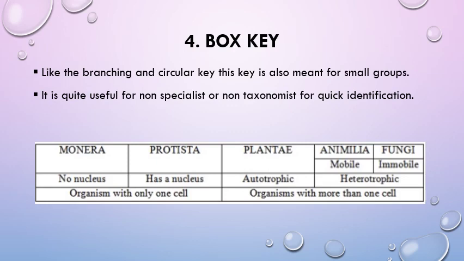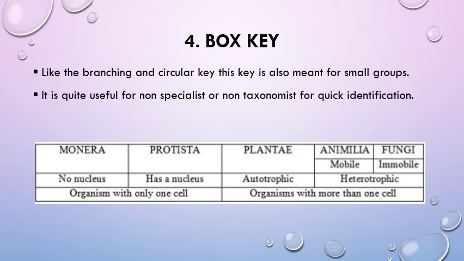Fourth type is box key. Like the branching and circular key, this key is also meant for small groups. It is quite useful for non-specialists or non-taxonomists for quick identification. Here you can see that this key is written in the form of a box. That's why it is called a box key. And to read the box key, we start from the bottom and move upward.